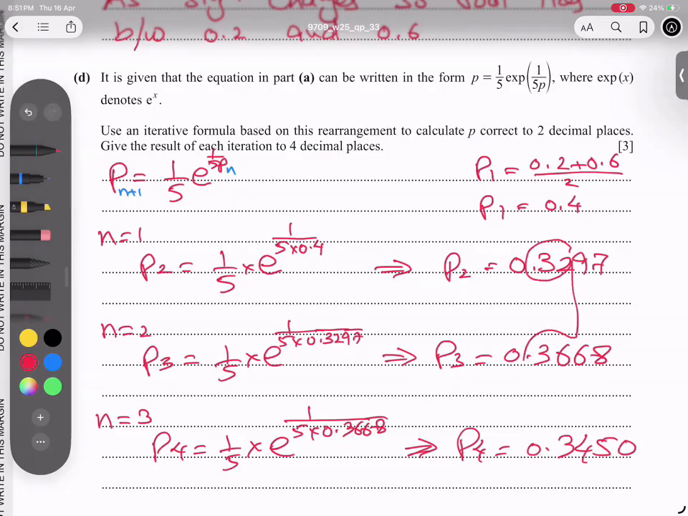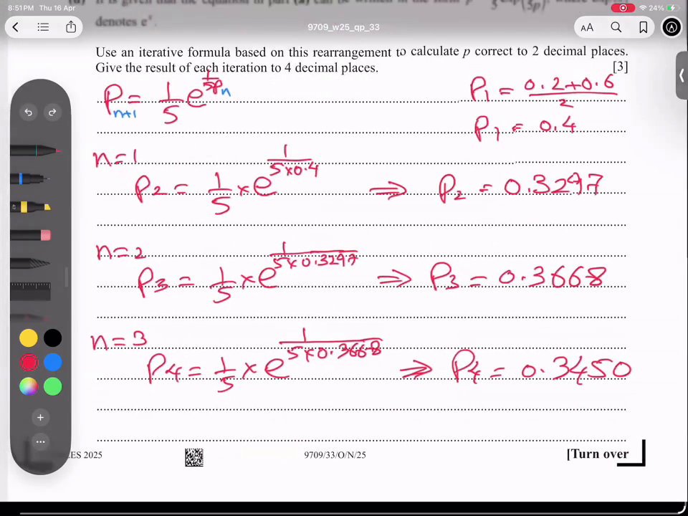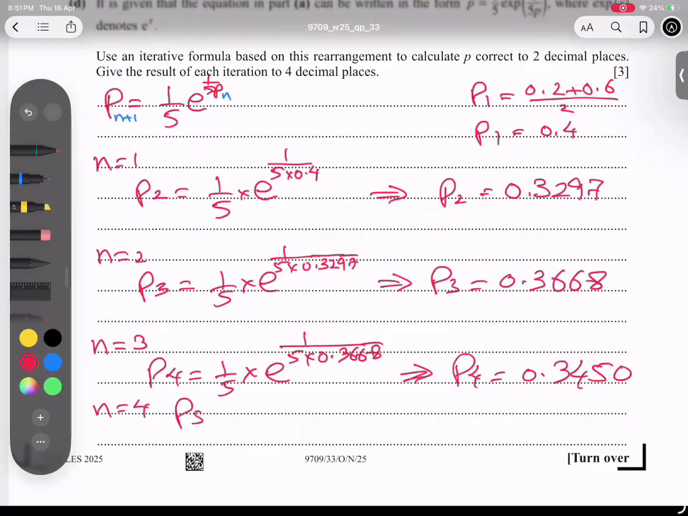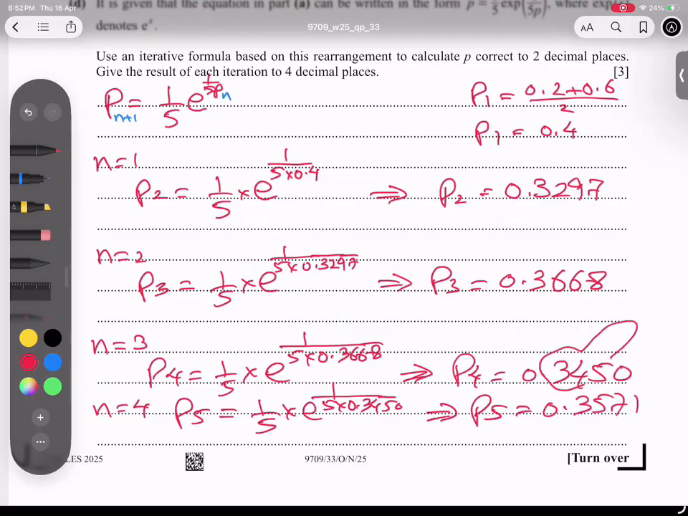2 dp is not matching, no match. So we have to continue. When I go to n4, let's see, p5 is what? 1 over 5 times 0.3450 is p5. My answer is 0.3571. Students, if you look carefully, if I rounded 0.35 or 0.36, still the difference is there. I will go for n5.